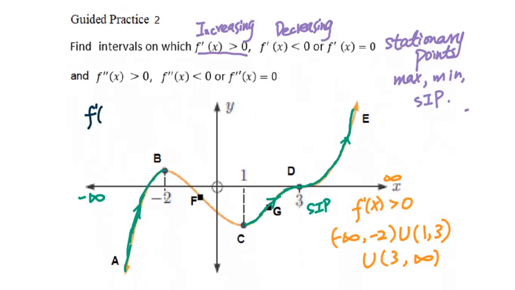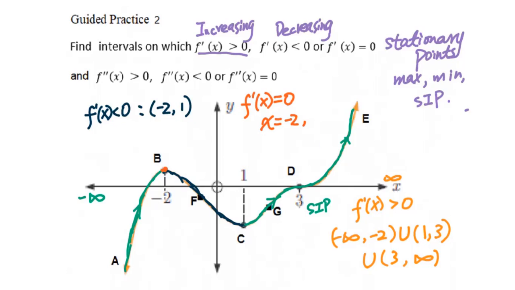For the first derivative less than 0, you could see the curve is going down. So this is from negative 2 to 1. That's the only interval where the curve is decreasing. For the first derivative equal to 0, you need to figure out the maximum point. That is x equals negative 2. And here's 1, that's a local minimum. Then 3, this is a stationary inflection point.